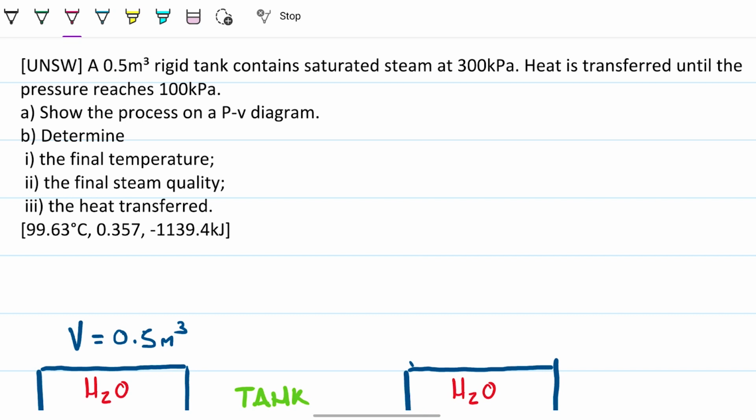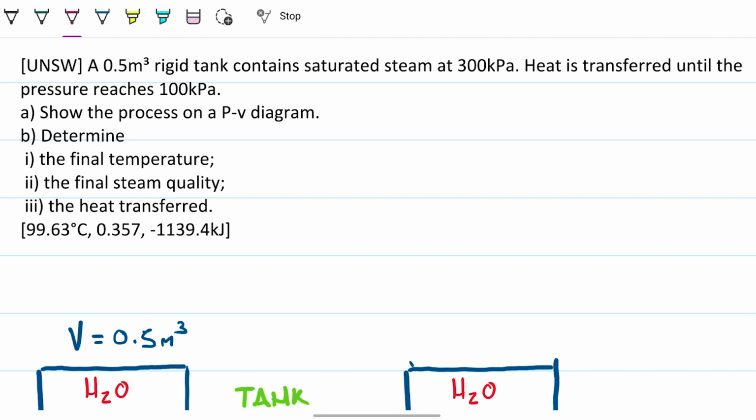Today we're still in the realm of thermodynamics. We're talking about pure substance analysis and how to grab properties out of the property tables. But here we start to introduce a little bit of the first law. So a step up from the two previous videos.